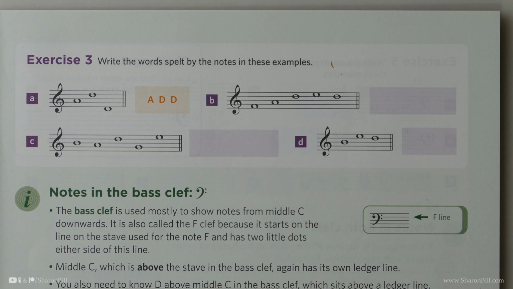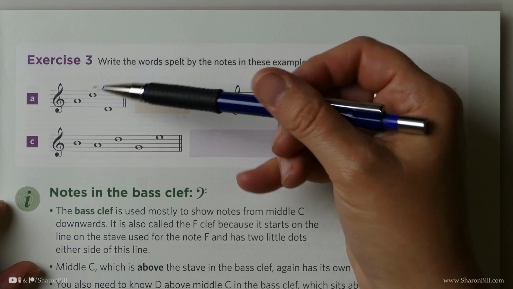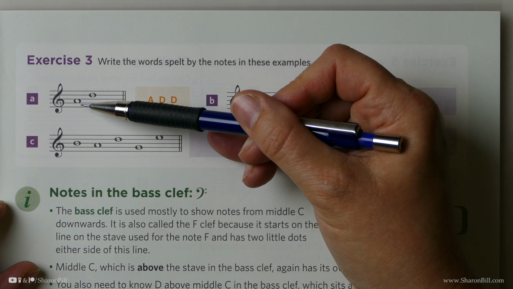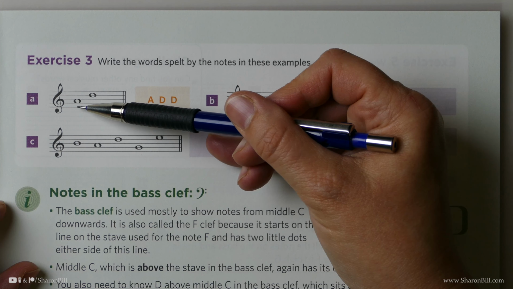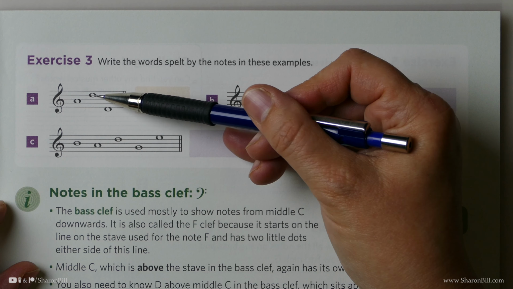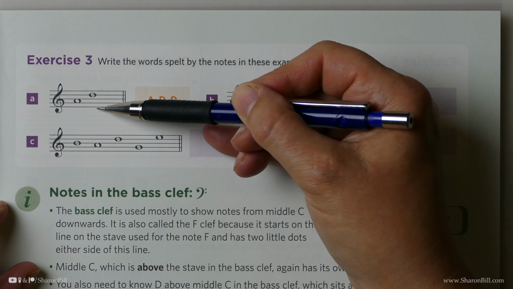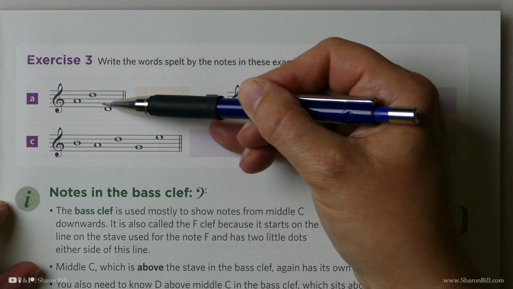So let's just check these through. So we can see this first one was done for us, but I'll show you how it's worked out just to double check as a bit of revision. Spaces are face, F-A. Lines, every good boy deserves. And then this last D, there's the E line, every good E, and one below E is D.